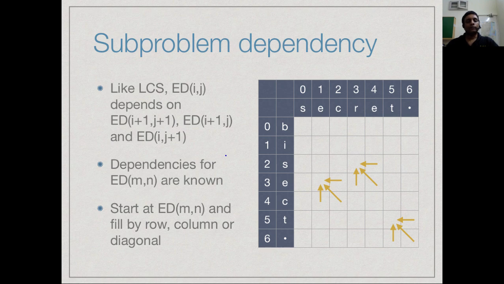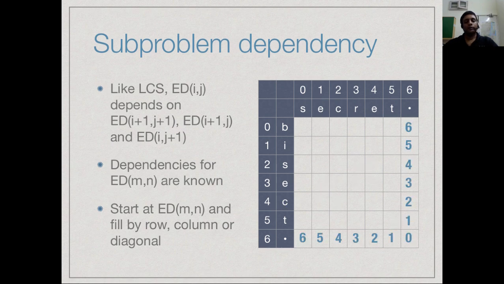So the inductive substructure in edit distance is exactly the same as in LCS. Every position depends on i plus 1, j plus 1, and i plus 1, j, and i, j plus 1. So we have the same three neighbor dependency that we had before. And as usual, we can start at the bottom right corner and work backwards row by row or column by column. In this case, remember that the boundary condition is not 0, but it is n minus j plus 1. So as I go up, the number increases. So this is my boundary.